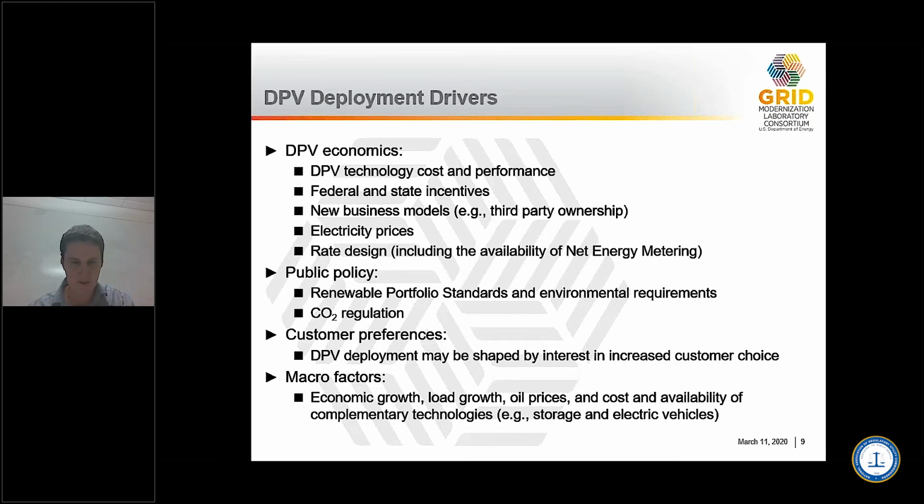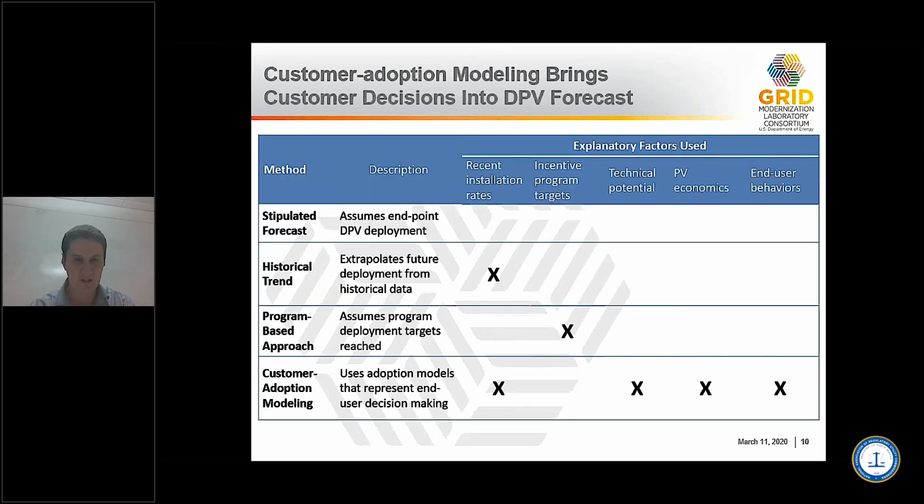So next slide, please. So next we look at how these different drivers of adoption are actually incorporated or not into the various methodologies. So I mentioned that there were 4 methods that we see in literature, in practice right now. So first, the stipulated forecast. This is an extremely basic method, and it's essentially an engineering judgment, if you will, about assuming some endpoint for a DPV deployment. It's really not a very sophisticated method. It's not a data-driven method.